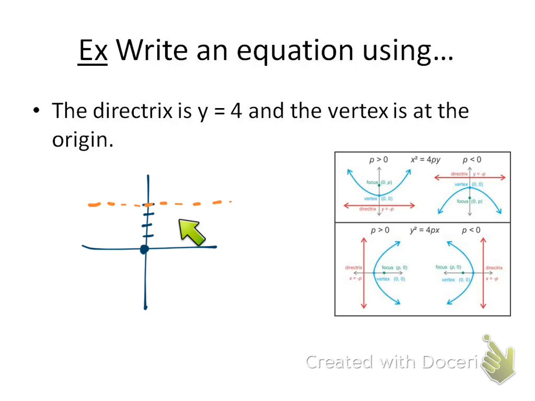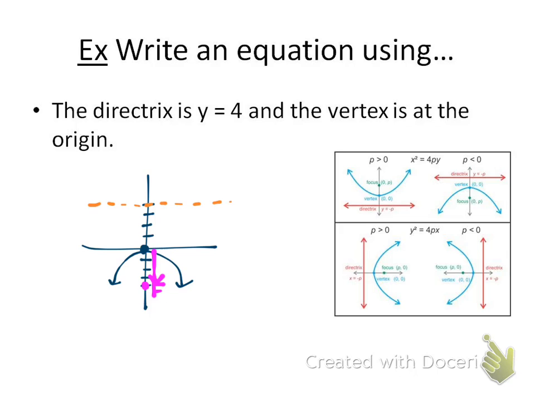Now the vertex does not surround the directrix. So what's hard about this is I need to find the focus. And the focus is on the exact opposite side on this axis, 4 spots away from the vertex. So the focus is at 0, -4. That's going to be key.